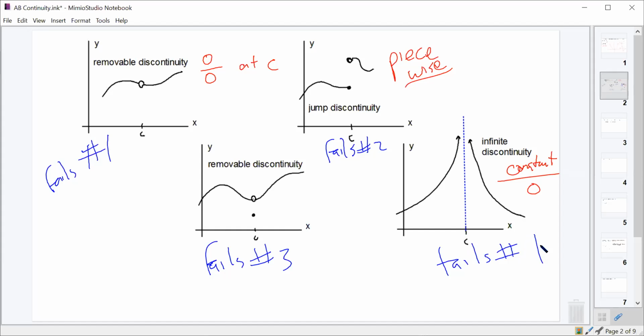Yep. All right, cool. We're going to pick back up tomorrow, talk a little bit more about continuity. And then we're going to move into the bigger application of limits that's going to be far more important to us all year long.